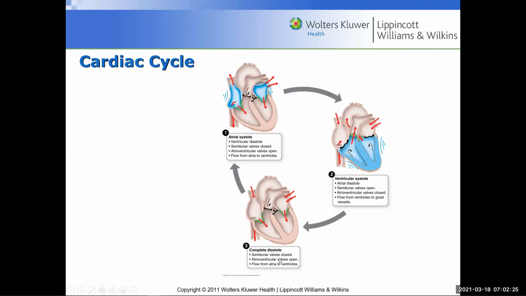Then finally, in terms of complete diastole, the complete or the finishing, the semilunar valves are closed, the AV valves are open and flow from the atria occurs to the ventricles. So this is shown here on the diagram.